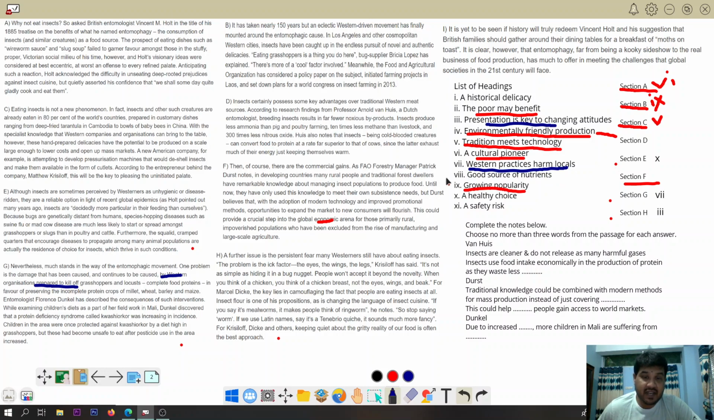So we have the list of headings, and we found out exactly which particular paragraph fits which headline. Now also here we have a bunch of notes that we need to complete. In this case we can call it fill in the blanks. Often people call it notes completion, summary completion, different names. Basically this is like notes completion.